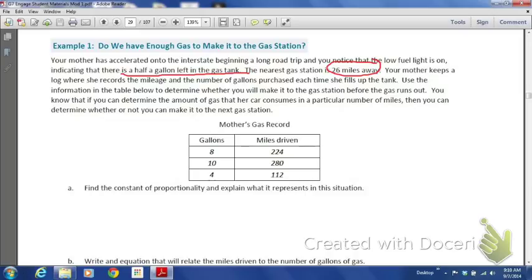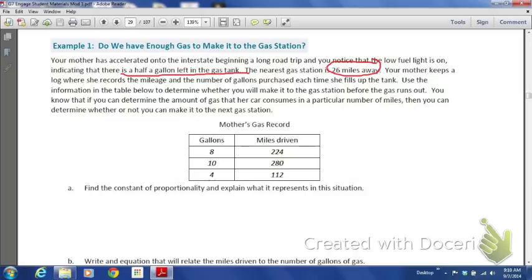So your mother keeps a log where she records the mileage and the number of gallons purchased each time she fills up the tank. I actually had a friend in high school whose dad did this all the time. He had a huge, long list of the times he filled up, and always referred to it whenever he needed to fill up.